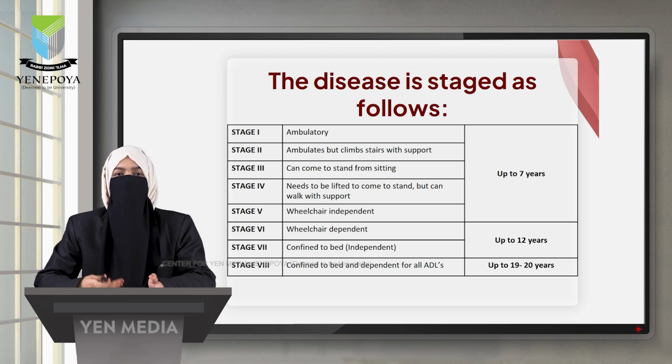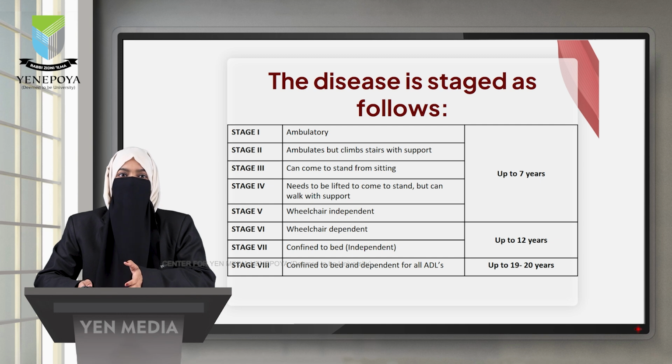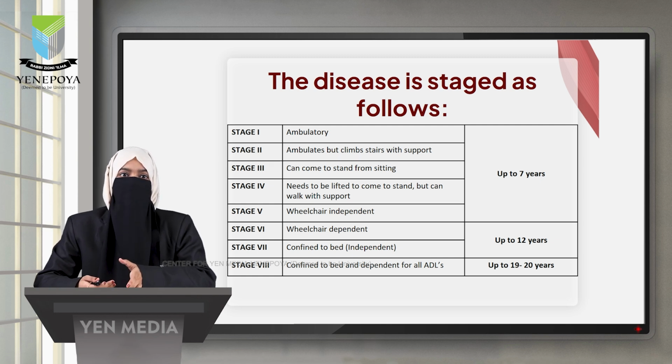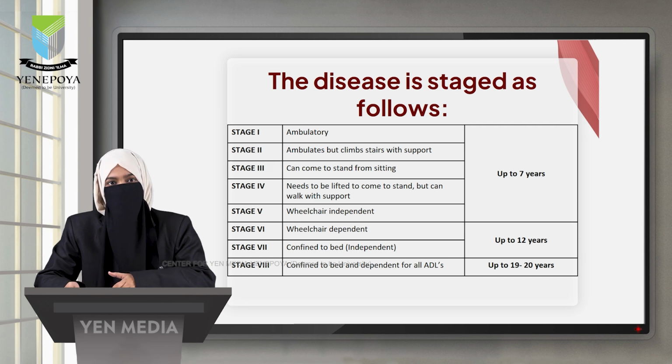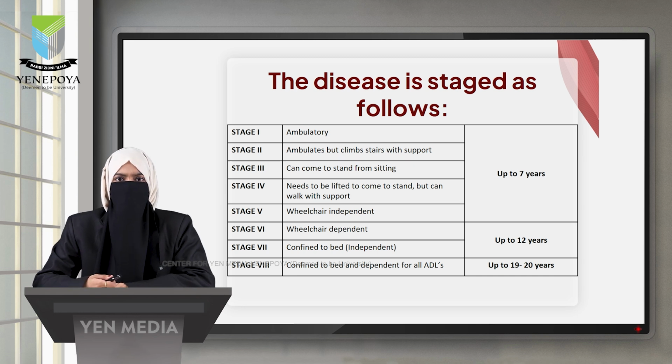Stage 4, they need to be lifted by someone to stand, but they can walk only with support. Stage 5, wheelchair independent. They do most of their activities using a wheelchair. Stage 6, wheelchair dependent. They are completely dependent on the wheelchair for their mobility. Stage 7, they are confined to a bed. They are bedridden, but they are independent here. That means they might be able to do some of their activities like feeding, eating. Stage 8, they are confined to bed and dependent on all ADLs.